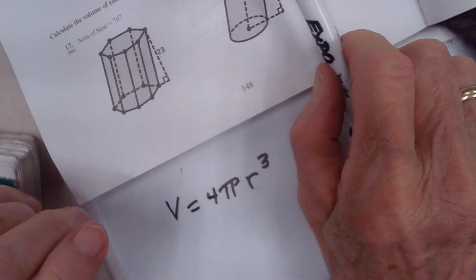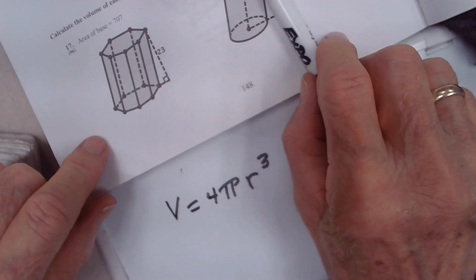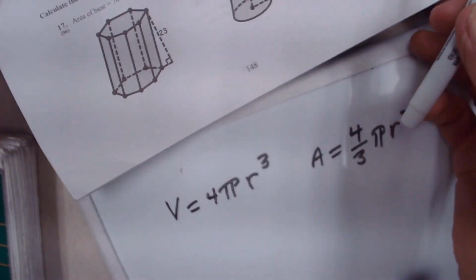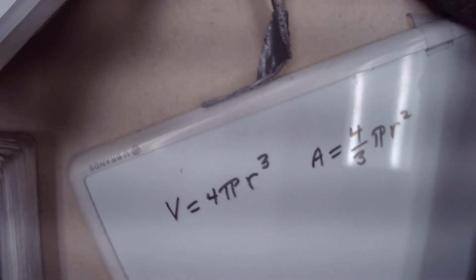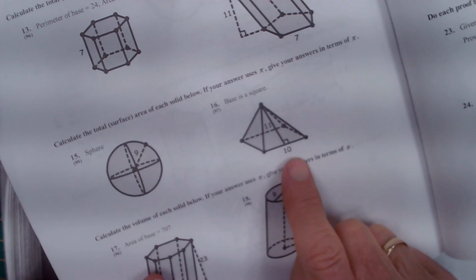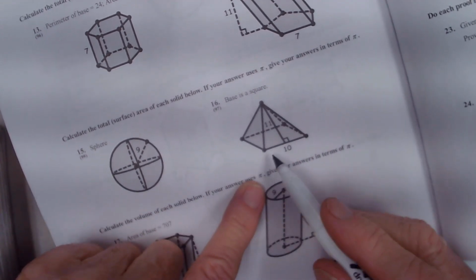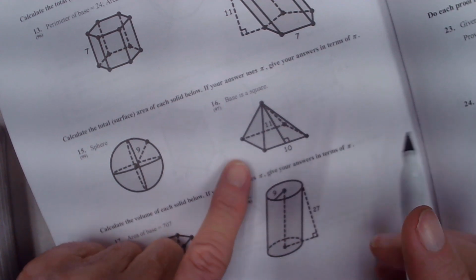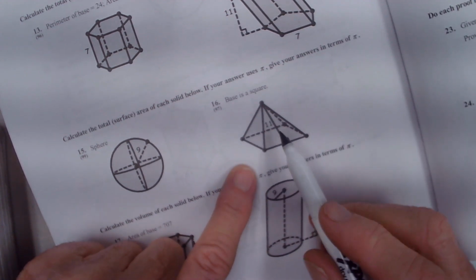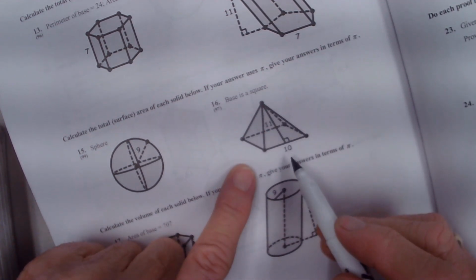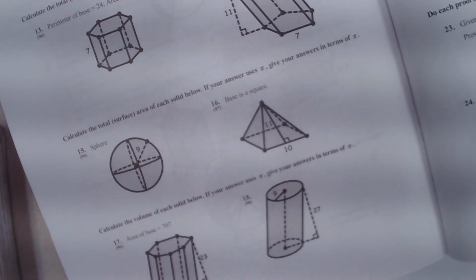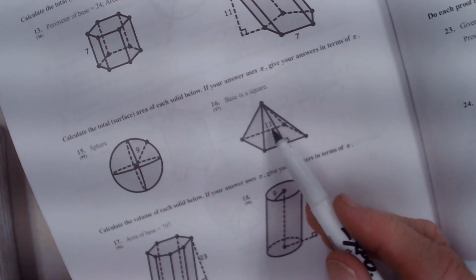Here it says the base is a square. You can't see that, can you? Let's erase this. The base is a square. Okay? So it's 10, 10, 10, 10. And the slant height is 11. I don't know if you can see that. It's kind of hard to see. Take my word for it. That's an 11 right there.